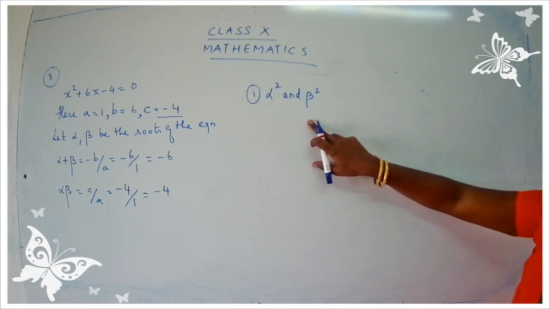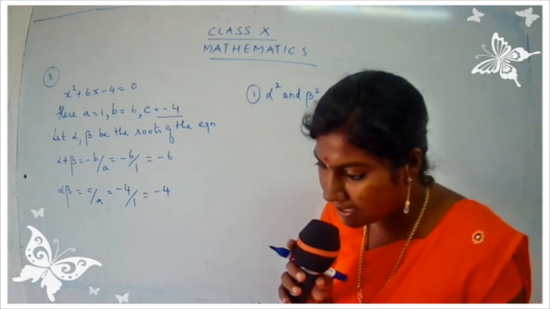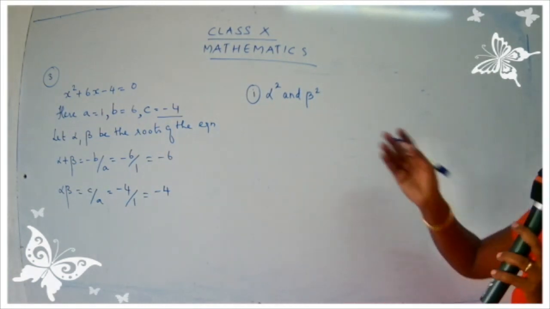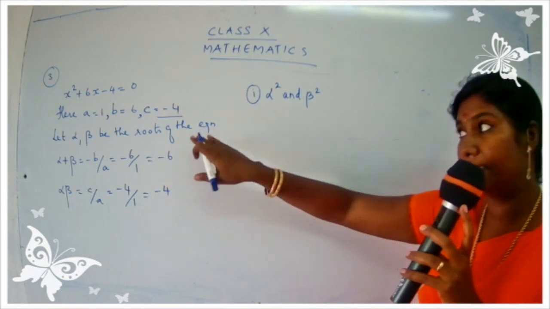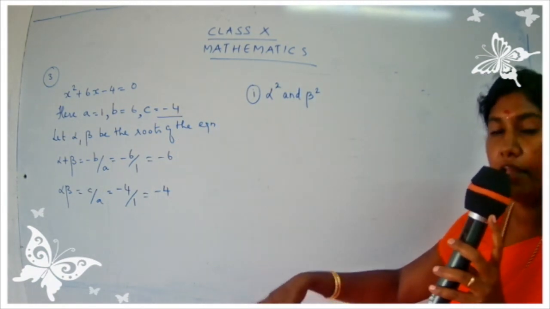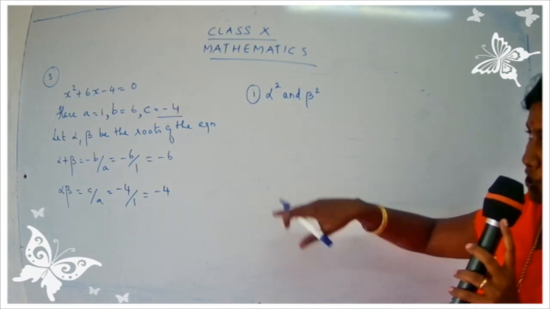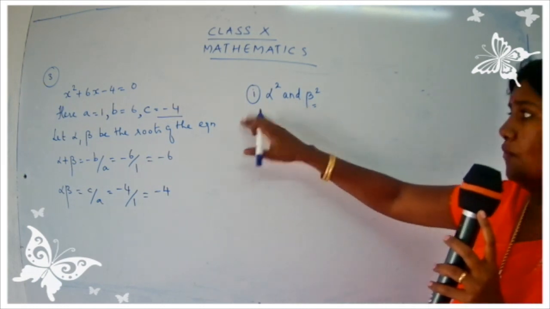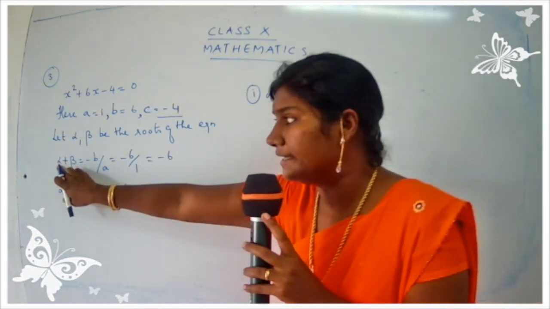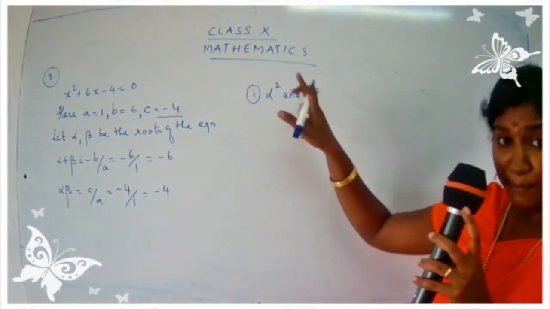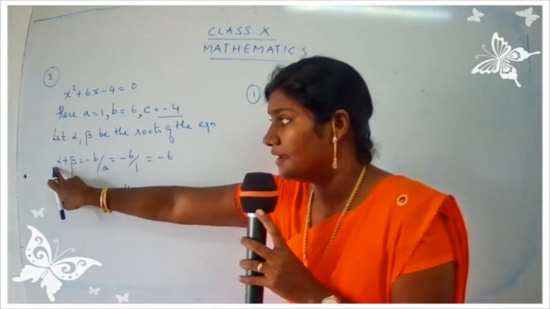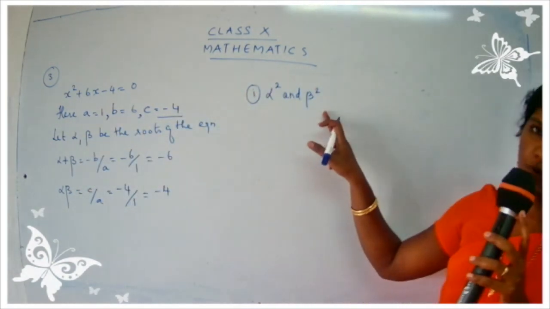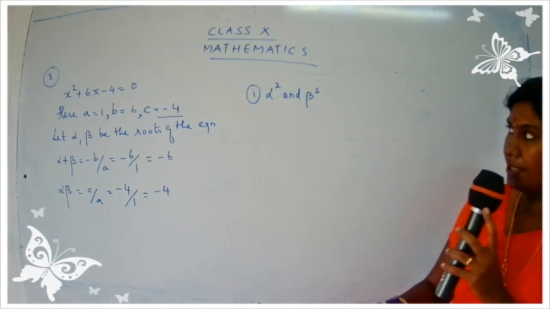I hope you are clear with the concept, children. I'll just read the question once again. Find the quadratic equation whose roots are alpha square and beta square. First they have given that alpha and beta are the roots, but now you have to find the quadratic equation whose roots are alpha square and beta square. This is very, very simple. Wherever you had written alpha and beta, you are going to replace it: in place of alpha, you write alpha square, and in place of beta, you write beta square. That's all. Shall we proceed, children? Okay, let's do the work.